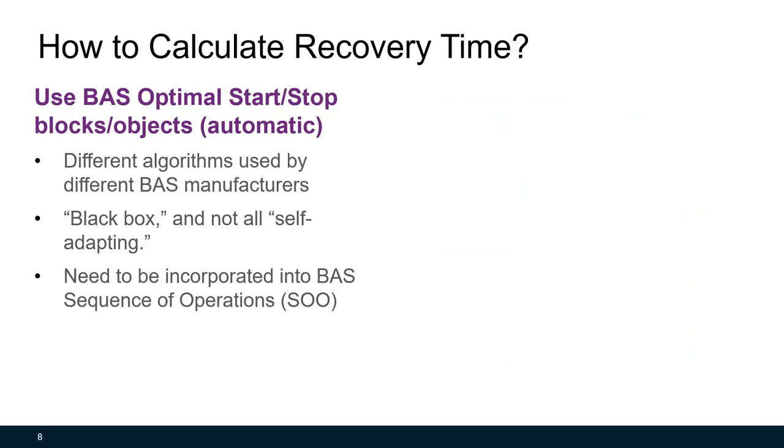Another way of doing it automatically is to utilize building automation systems' optimal start and stop blocks or objects. Many building automation system manufacturers have optimal start blocks or objects with proprietary calculations or algorithms behind the scenes, so the building operator does not need to know these algorithms. These are typically black boxes and not all self-adapting. Control contractors or programmers may be needed to set it up for you.